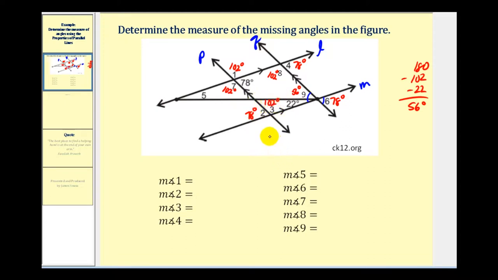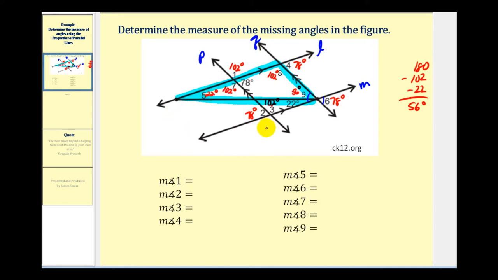And do we have anything left? Let's see, we have everything except angle 5. One way to determine the measure of angle 5 would be to take a look at this triangle here. Remember, the sum of the interior angles of a triangle is equal to 180 degrees. So this angle here is 102 degrees, this angle here is 56 degrees. That's a total of 158 degrees. Well, 180 degrees minus 158 degrees will leave us with 22 degrees for the measure of angle 5.